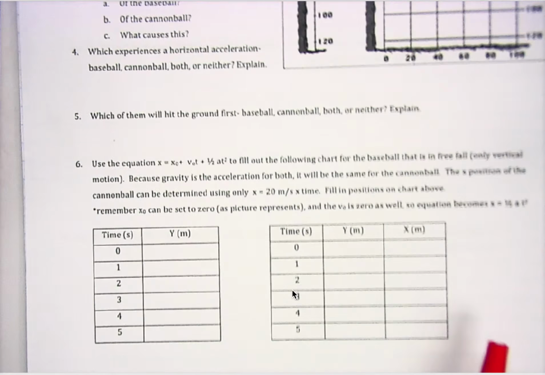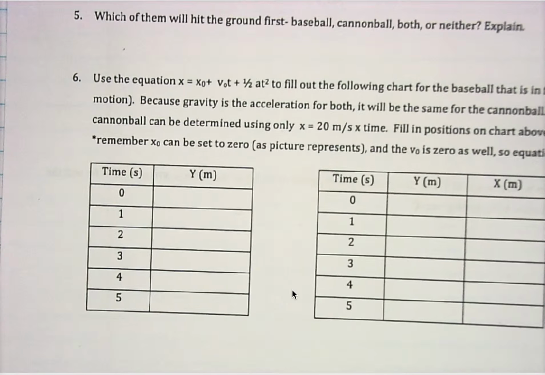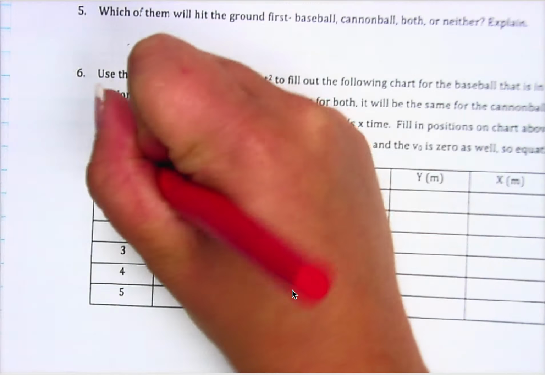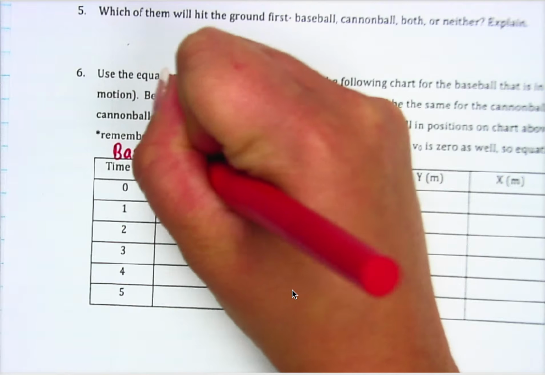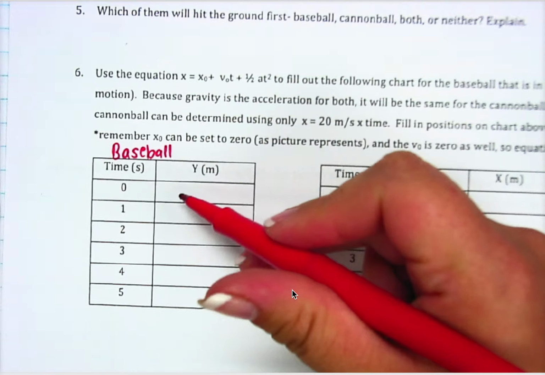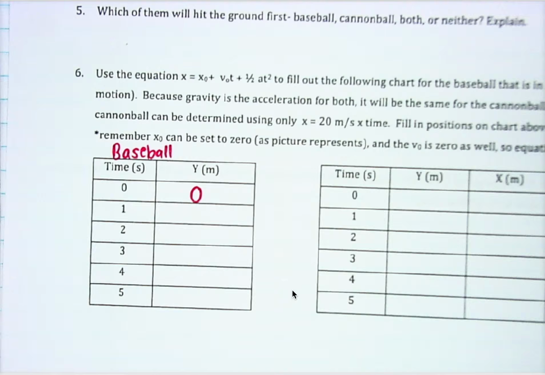Okay? So using that knowledge, we can figure out where the ball will be at any time for both of them. So let's start down here with the baseball. For the baseball, if we want to know where it's going to be at time 0, well, it's at the top. Well, that's 0.